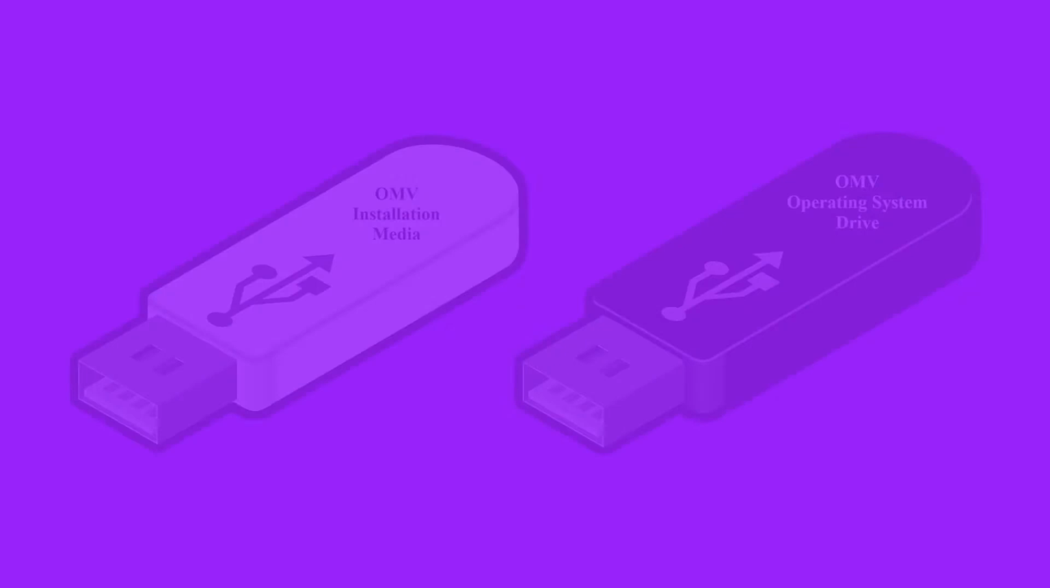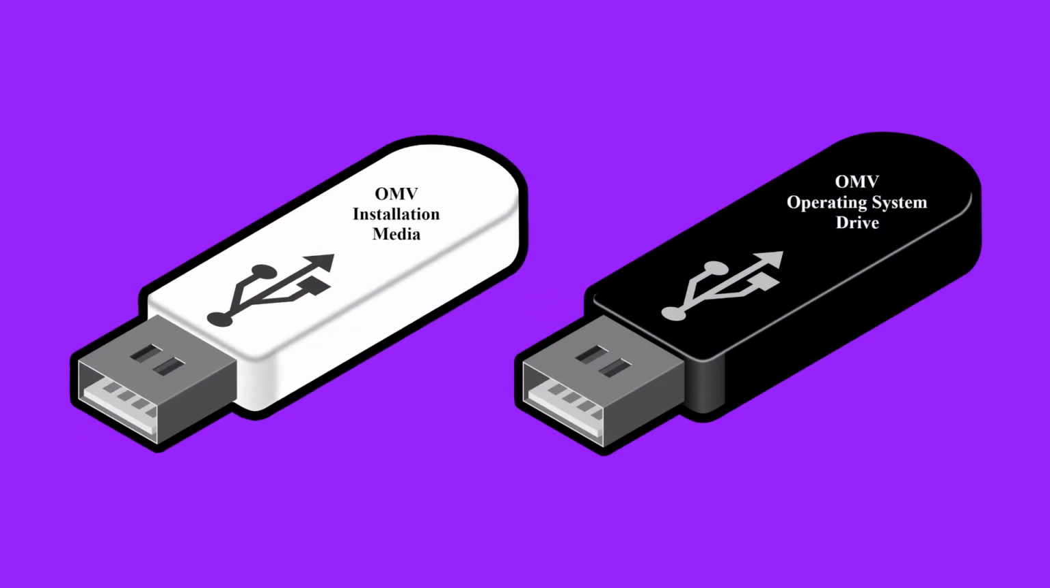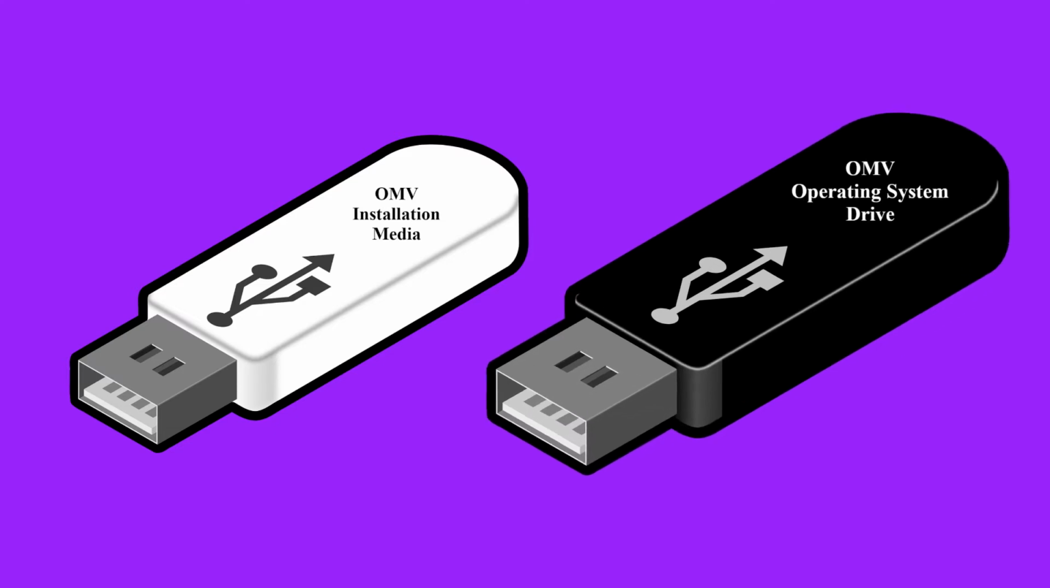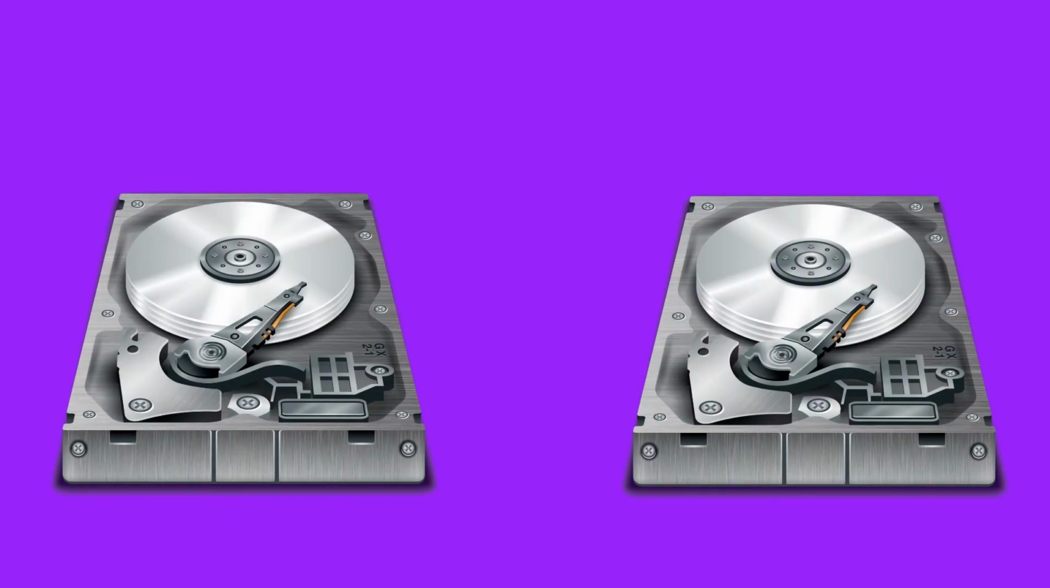So for this demonstration we're going to have our 2 memory sticks. The first one is going to have the openmediavault installer on it, ready to boot from and install. The second one is obviously what we're going to install the openmediavault software onto, which the NAS will run from moving forwards.